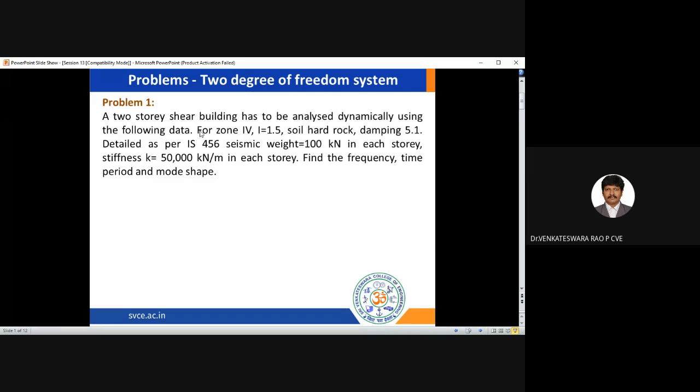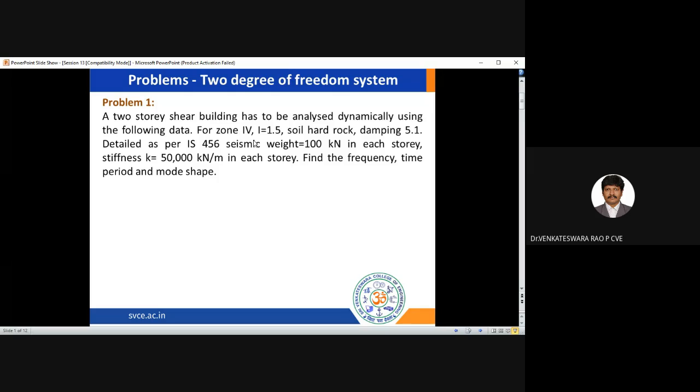A two-story shear building has to be analyzed dynamically using the following data. For zone 4, we know very well, as per the seismic criterion, the total India has been divided into 5 zones. But the first zone is not used now because it doesn't have much influence. The entire India has been divided into 5 zones, but the first zone is not there. It starts with the second zone to the fifth zone, total 4 zones only actually.